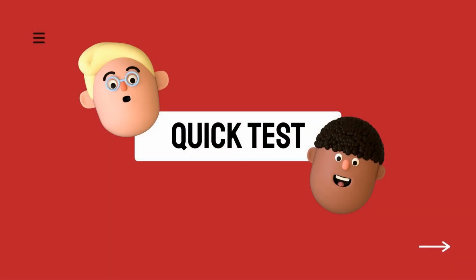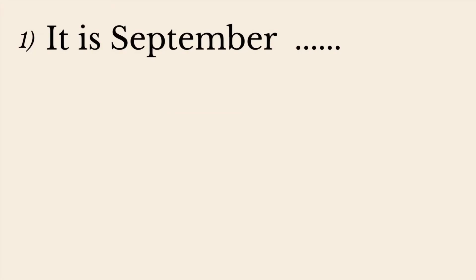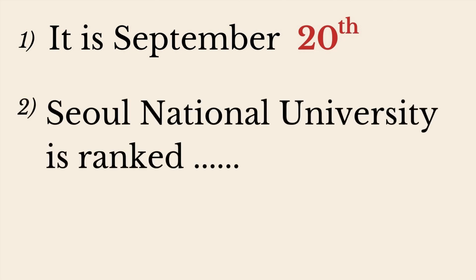Now we're going to do a quick test, and you should think about what the correct ordinal number is. Number 1, it is September 20th. You should write it like this. Number 2. Seoul National University is ranked first. Okay?